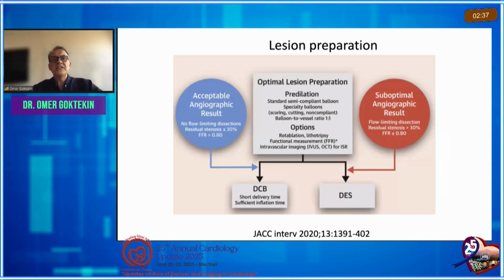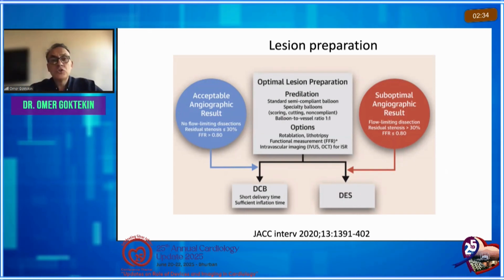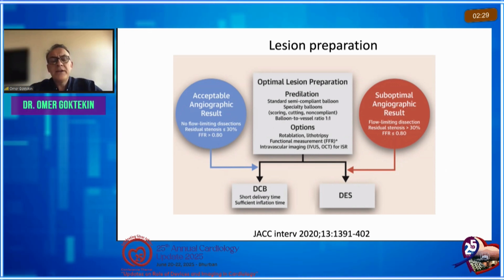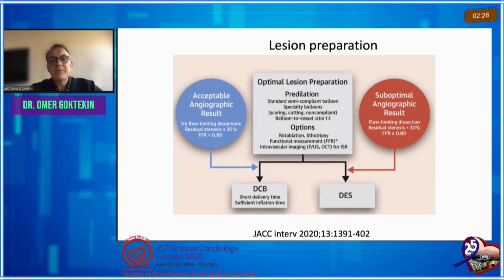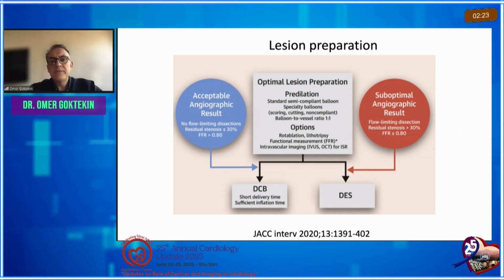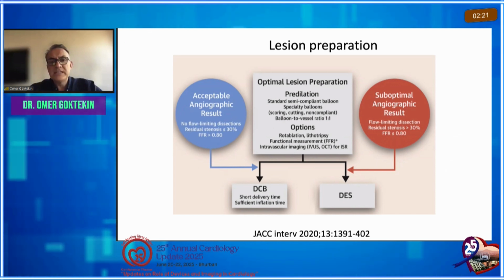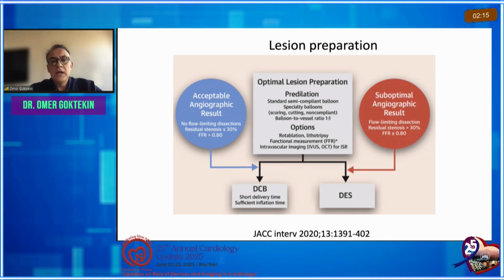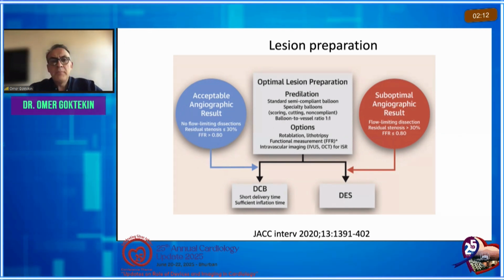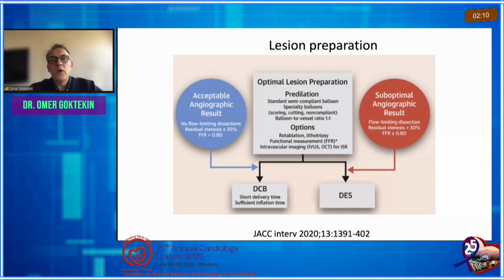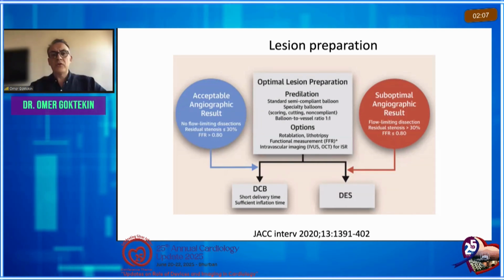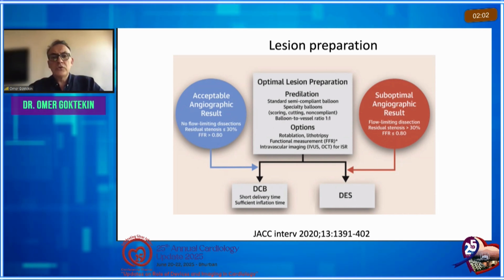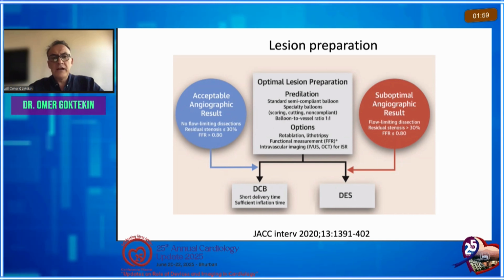So let's talk briefly about lesion preparation. Of course, we should do optimal lesion preparation. We can do preparation with a standard semi-compliant balloon if the vessel is not fibrotic or calcified, or we could use a scoring balloon, cutting balloon, non-compliant balloon, or even a shockwave balloon. But the balloon to vessel size has to be one to one, according to the angiogram, not according to IVUS. Also, of course, we could use rotablation, FFR, or IVUS if we need it.